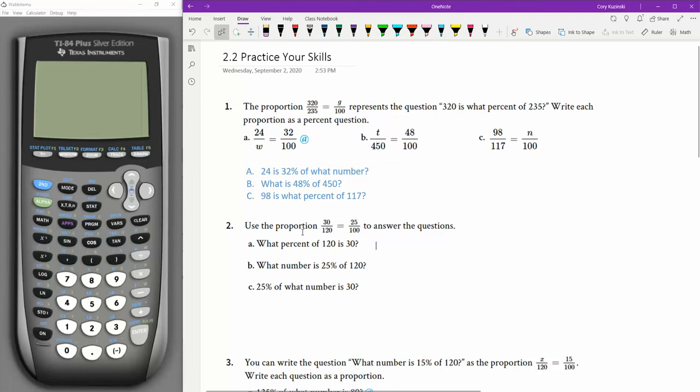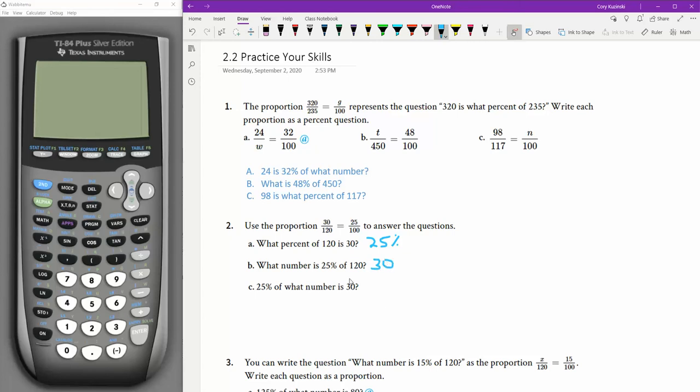All right, use this proportion to answer the following questions. What percent of 120 is 30? So here's my 120. Here's my 30. So 30 is 25% of 120. So that top piece up there is the percent, the part over 100. What number is 25% out of 120? So 25% of 120, there is the 30, so 30 is.